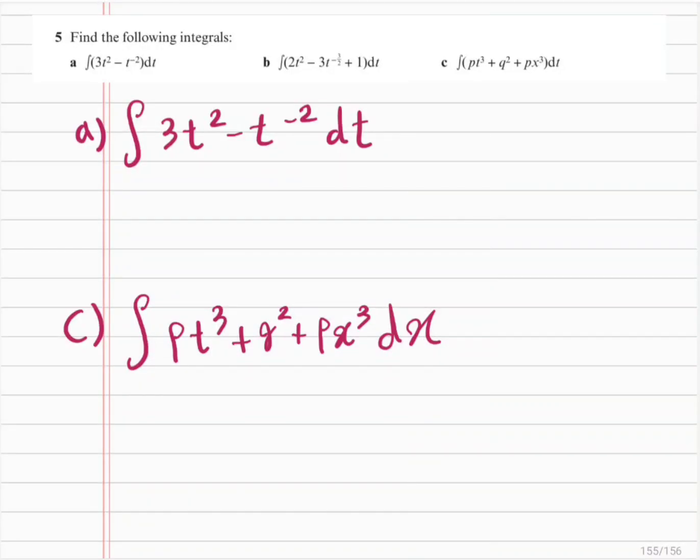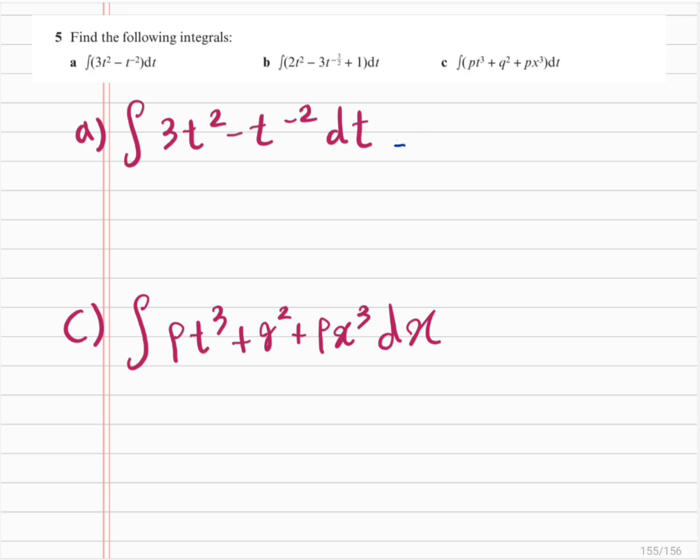Hi everyone, this video is on exercise 13b, question 5. So we want to integrate the following integrals, and in part A we have the expression 3t squared minus t to the power of minus 2, and we want to integrate this with respect to t.